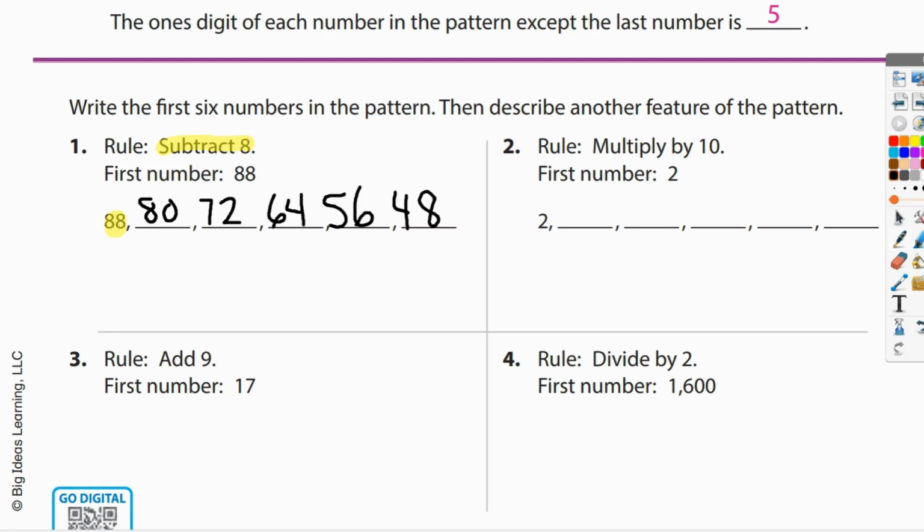Now, if you notice this pattern, these are all multiples of 8, right? So if I look over here, 88, well, let's see. I wonder what this is. Well, let's see. 8 times 11 is 88. 8 times 10 is 80. 8 times 9 is 72. 8 times 8 is 64. 8 times 7 is 56. And 8 times 6 is 48. These are all the multiples of 8, but they're just reversed. They're going from the largest multiple to the smallest multiple.